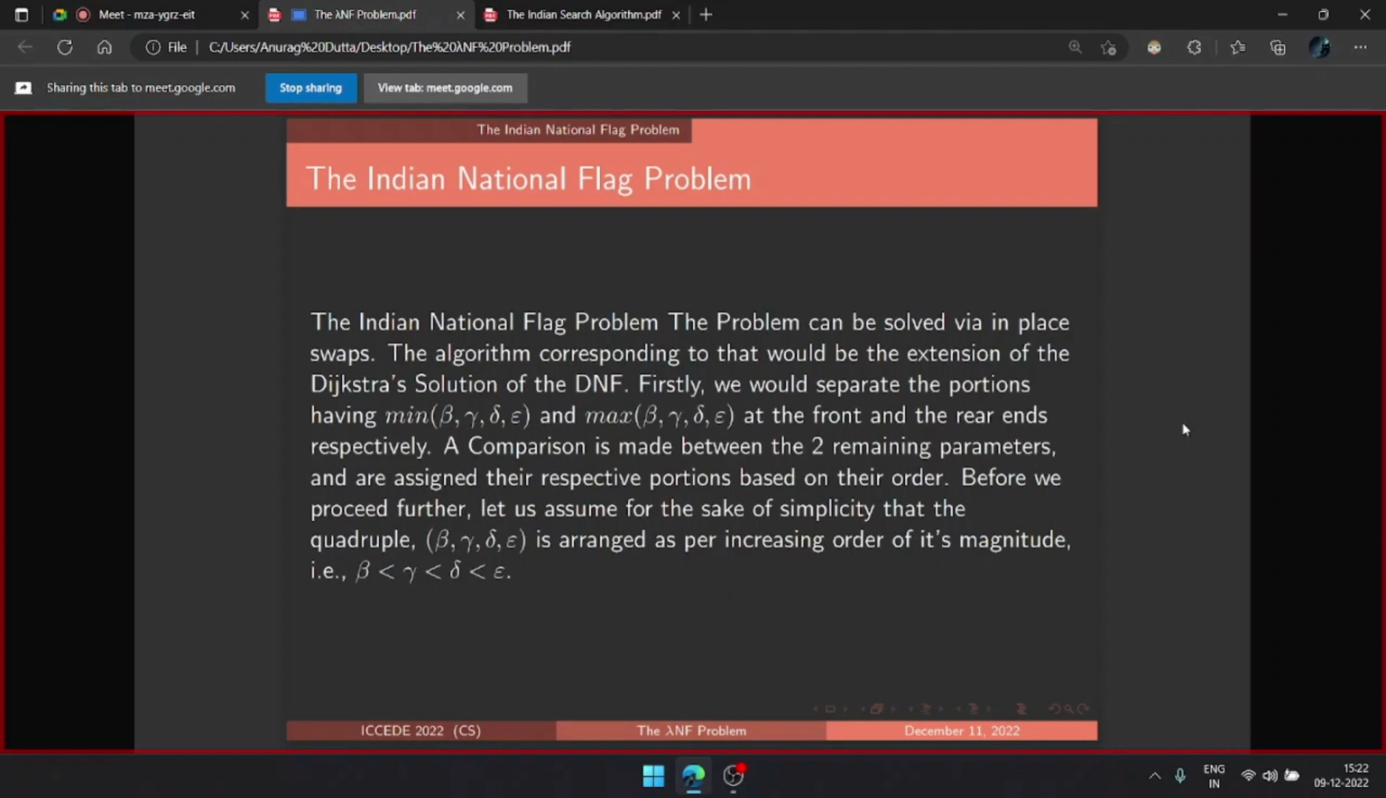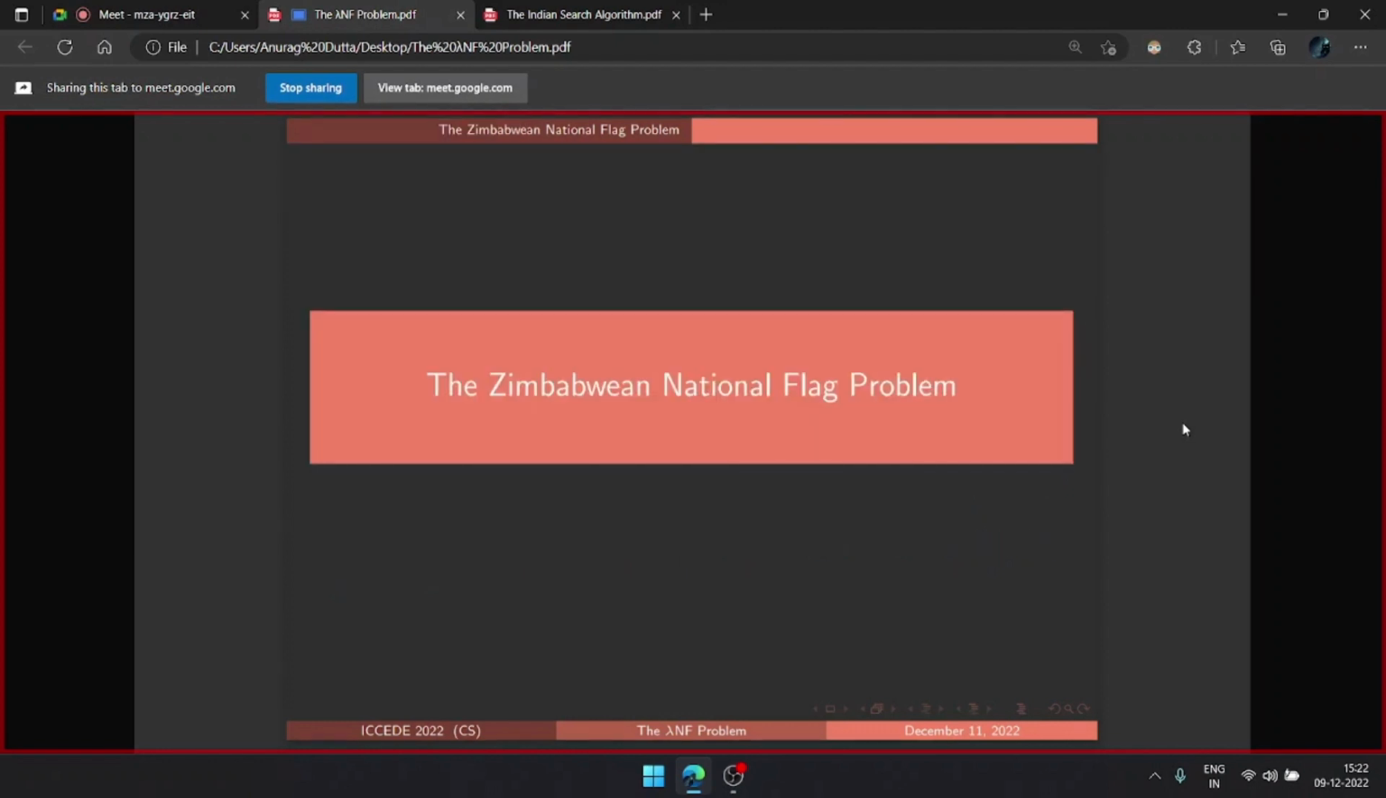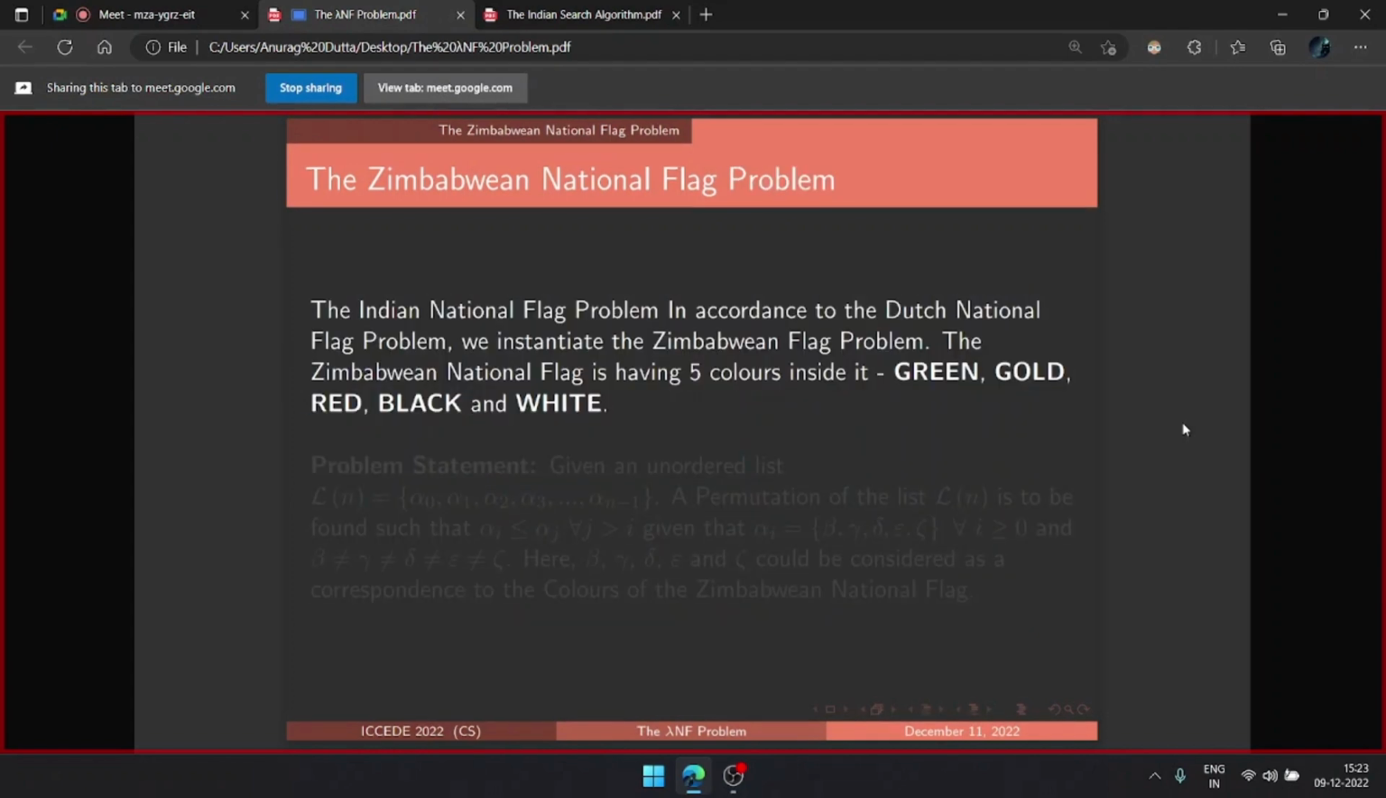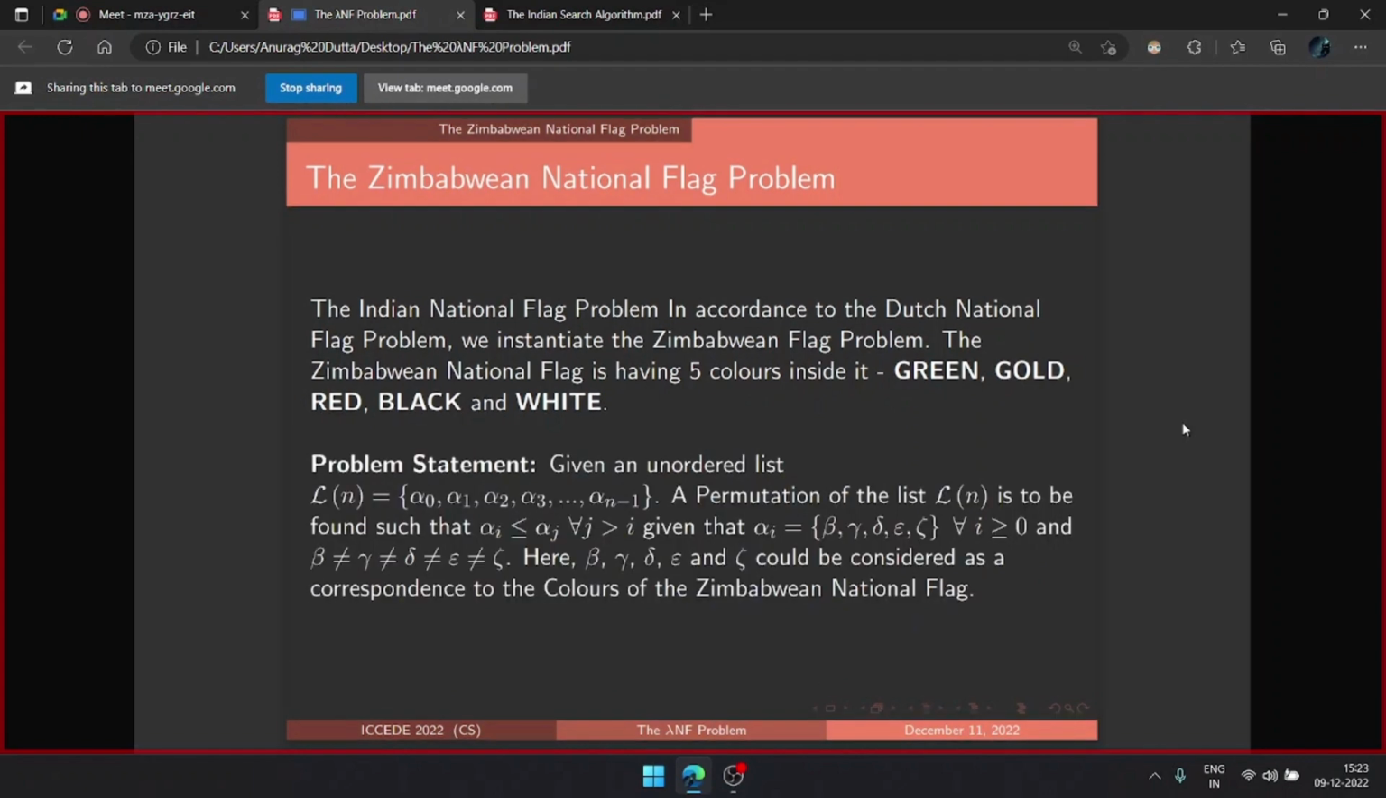Now, we could make use of Dijkstra's solution for solving this Indian national flag problem, and we would get something in linear time probably. And by making use of this same approach of Dijkstra, we could extrapolate our work to a new problem, that is the Zimbabwean national flag problem. The Zimbabwean national flag has five colors: firstly green, then gold, then red, then black, and finally white. So again, we could apply the same concept and get the same correspondence.